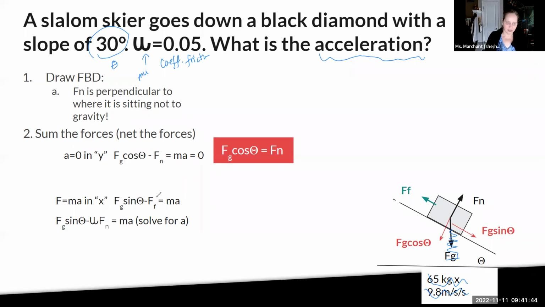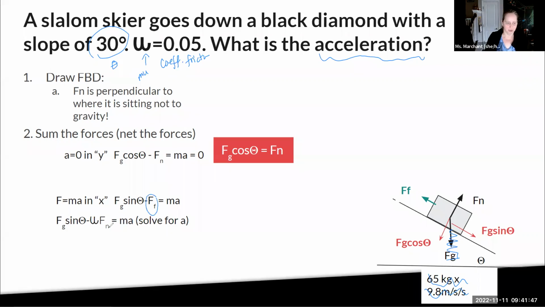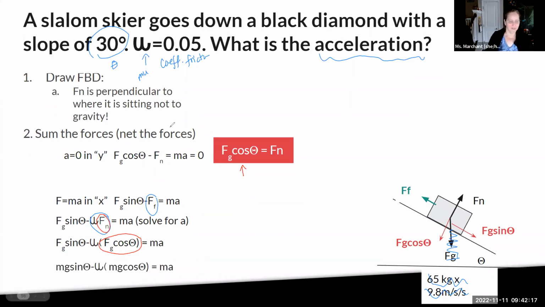Now, this time I'm doing it a little bit differently. I'm keeping things in variables. So instead of substituting in numbers for the force of friction, I'm leaving it mu times force of normal. And then I know what my normal force is, so that's Fg cosine theta. So I'm going to substitute that in as well. Why am I doing all this? Because I did not get a mass, and to show you there is sometimes an easier way to solve the problem. Fg sine theta minus mu Fg cosine theta equals ma.